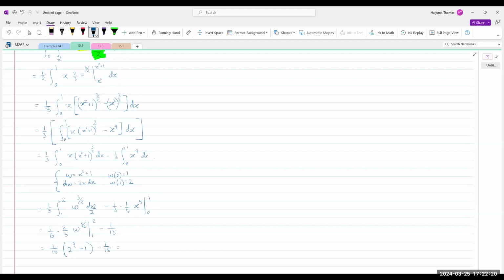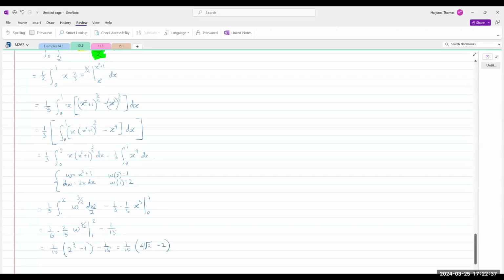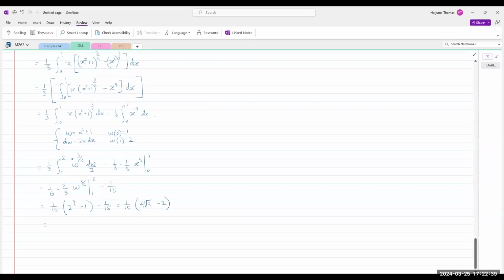Okay, so this will be what? I can factor 1 over 15 out. 2 to the power of 5/2 is 4 radical 2, minus 2. I think I can factor another 2 out. Let me do it. So I get 2 over 15 times (2 radical 2 minus 1).